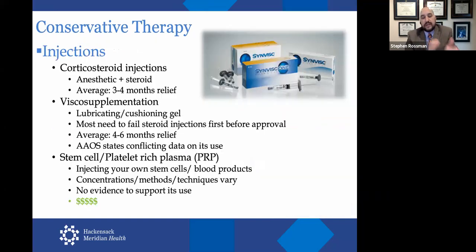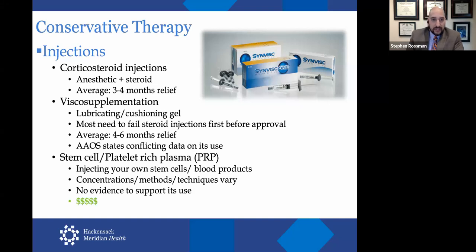All right, so now the next level after we do the conservative, non-invasive treatment is the injections. There are two main types of injections. The corticosteroid injection, or steroid injection, is usually the first line of what we do. It could be a combination of multiple types of medicines, but in general, it's usually something like lidocaine that your dentist would give you when you go to the dentist for a cavity, and then there's a steroid in there as well.